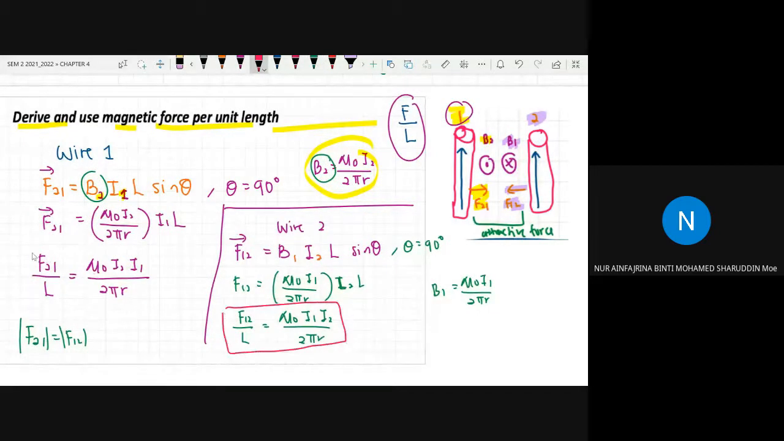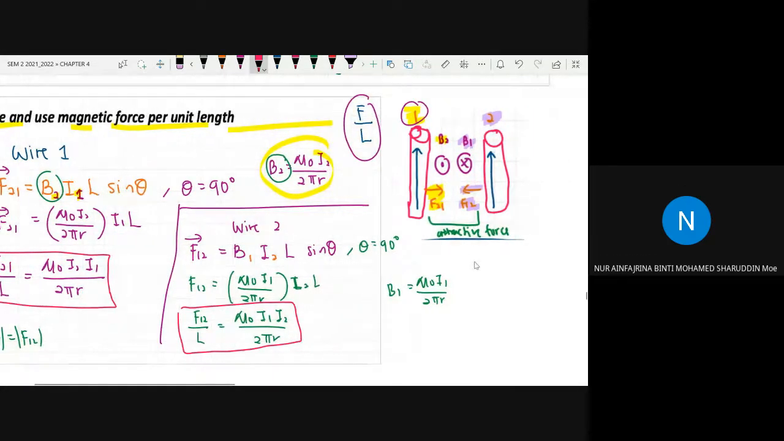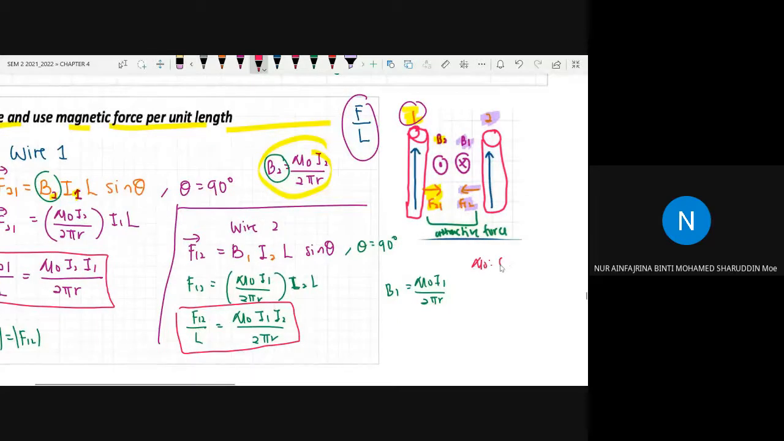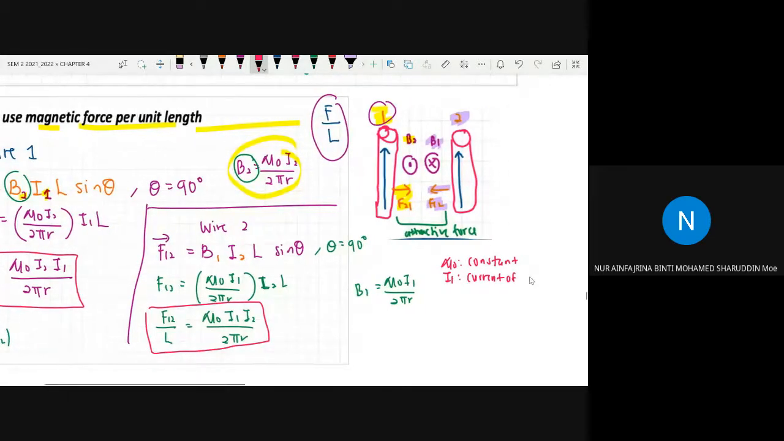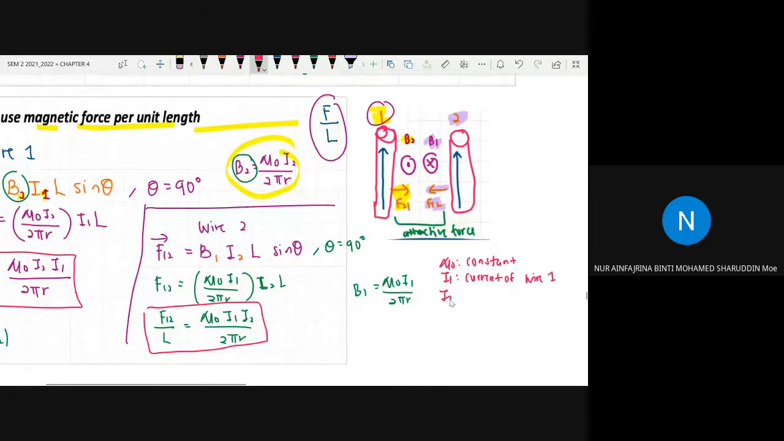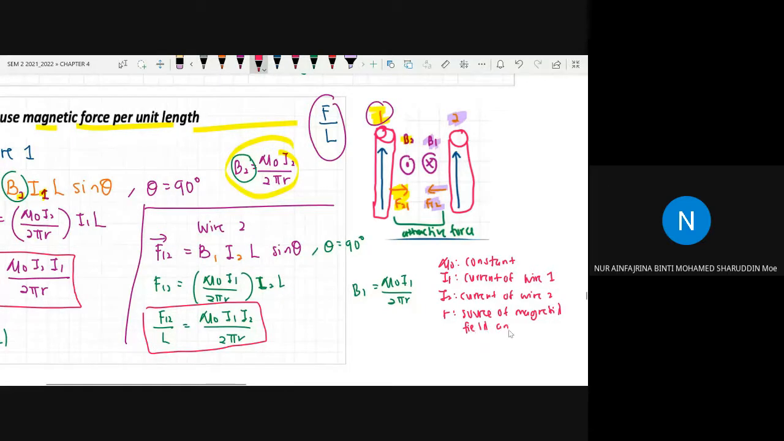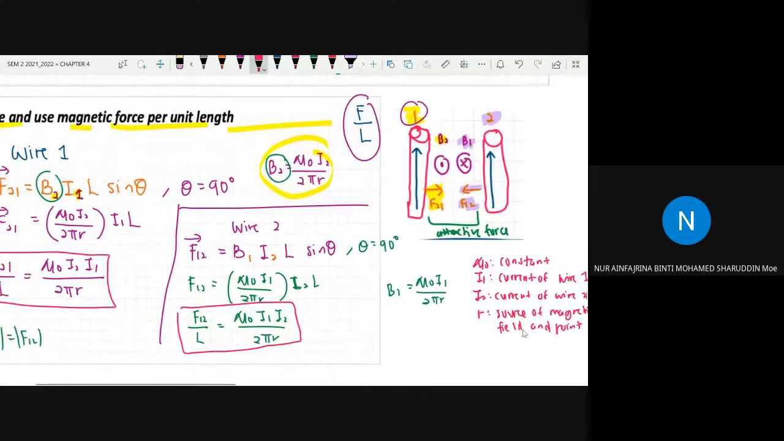Okay. So where, di mana? Okay, where your mu naught is constant. Mu naught adalah constant. And then I1 adalah current of wire 1. I2 adalah current of wire 2. And then R adalah distance between source of magnetic field and point. That's all.